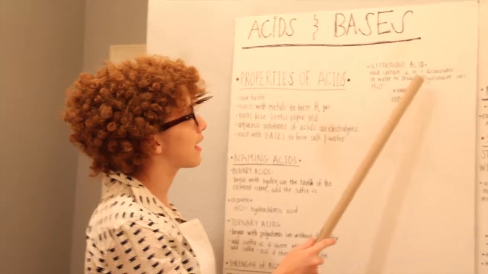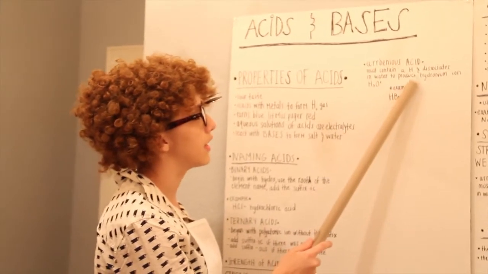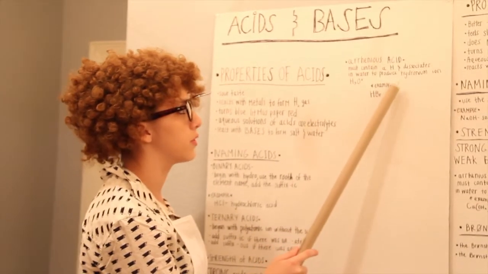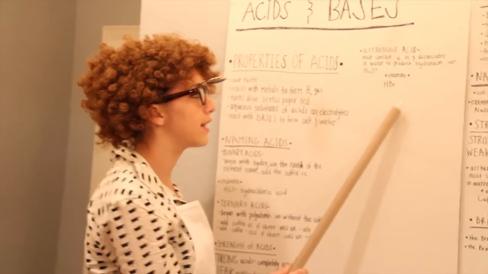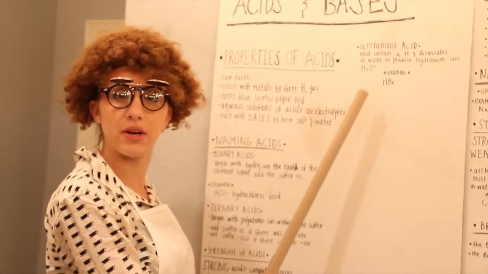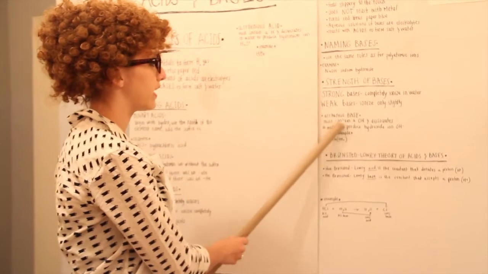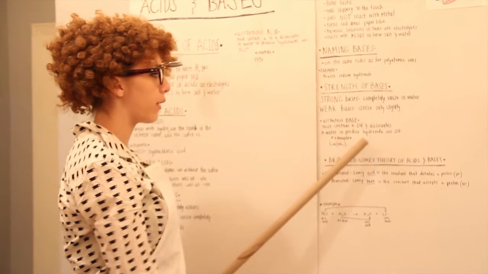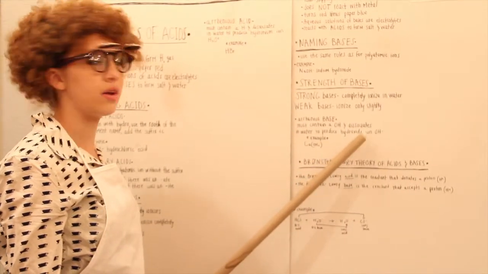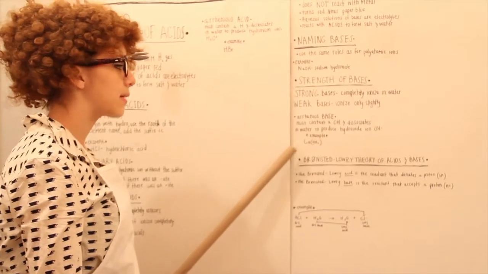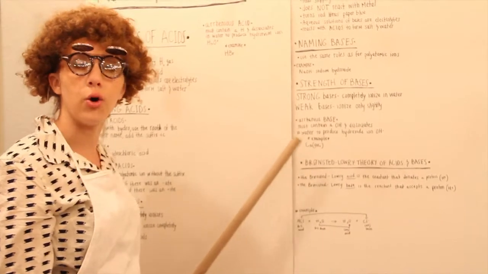Alright, an Arrhenius acid must contain an H and dissociates in water to produce hydronium ion H3O+. An example of that would be HBr. Now for an Arrhenius base, it must contain an OH and dissociates in water to produce hydroxide ion OH. An example of that would be CaOH2.